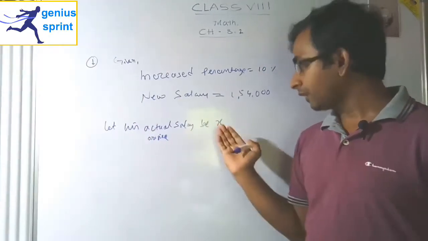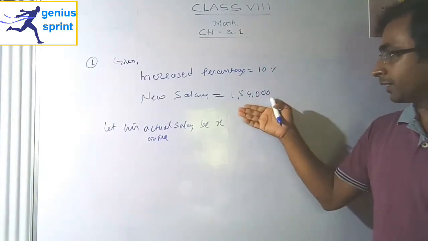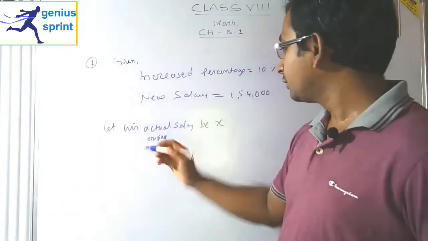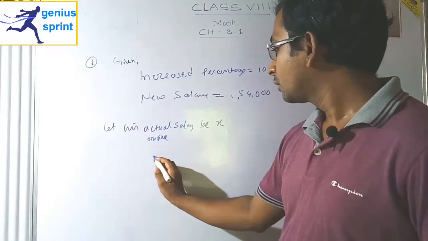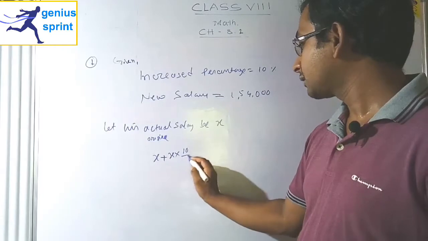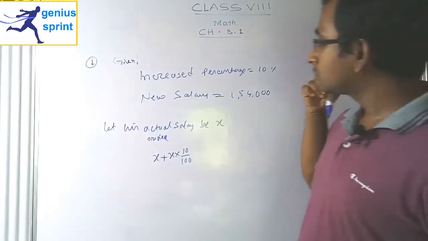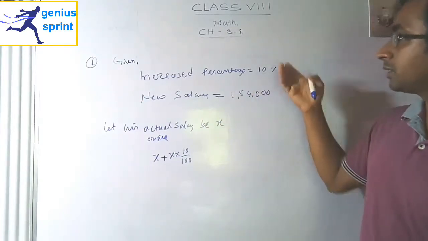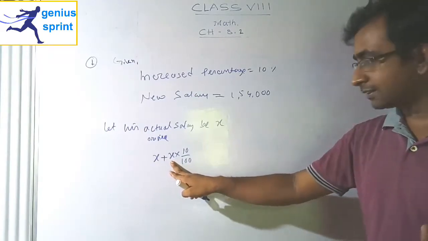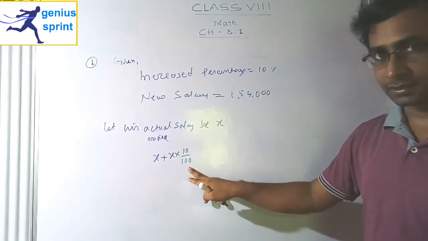If X is his original salary and it is increased by 10%, then he will get 1,54,000. We have to establish this in equation format. So I will write X plus 10% of X. 10% means 10 upon 100. 10% of what? Of his original salary, which is X. So 10% of X is X into 10 upon 100. Hope you understand these things.